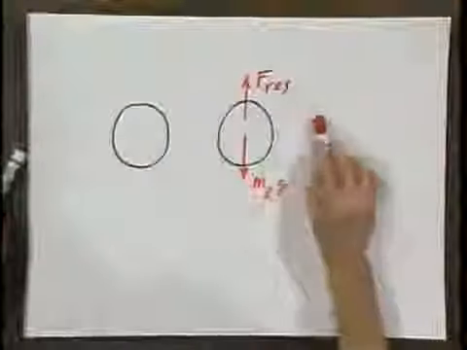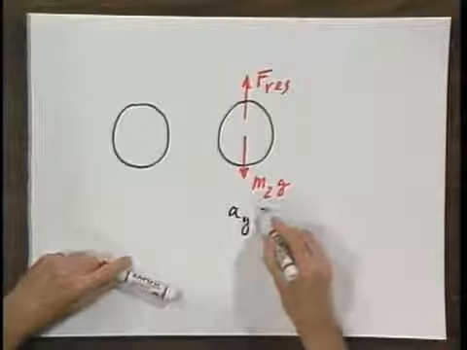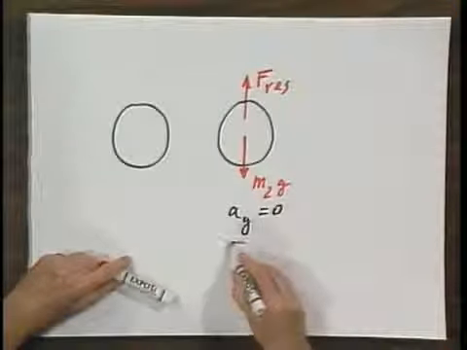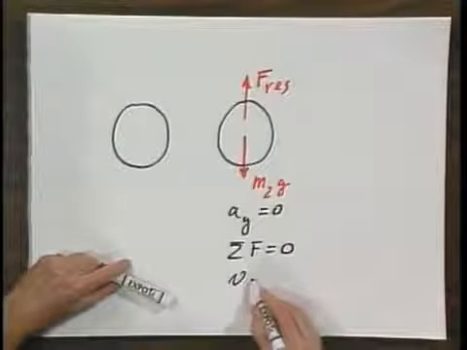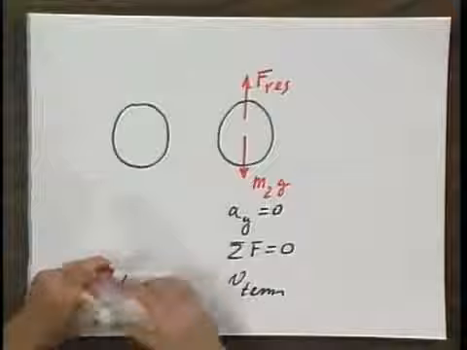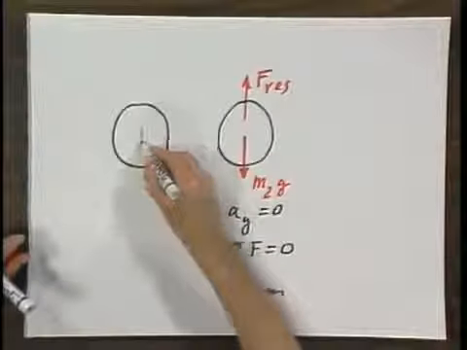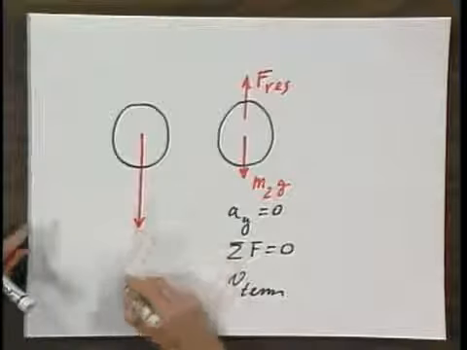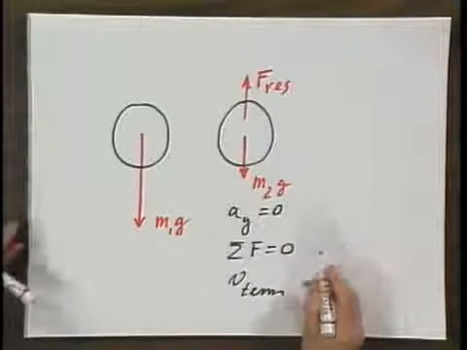So here we have a situation whereby the acceleration in the y direction is 0, the sum of all forces on the object is 0, and the velocity is already terminal velocity. Here, for this object, which has a much larger mass, we have a gravitational force m1g.